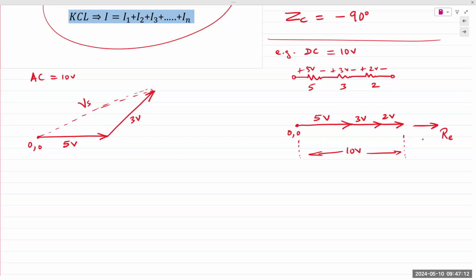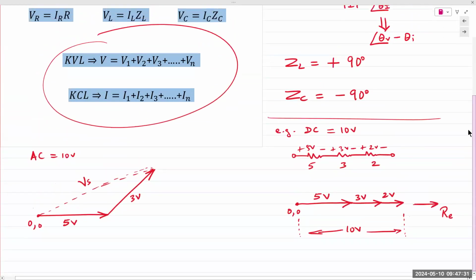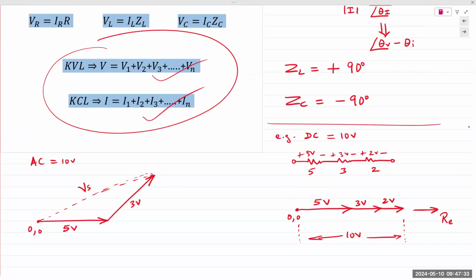And then, of course, if you have a capacitor, again, you plot it, you introduce the capacitor in there, and you take all the phase angles into account. And when you join from the start point to the end point, that would verify your source voltage. So KVL works, KCL works, everything works, except it's all in complex numbers. Okay, everything is in complex numbers.